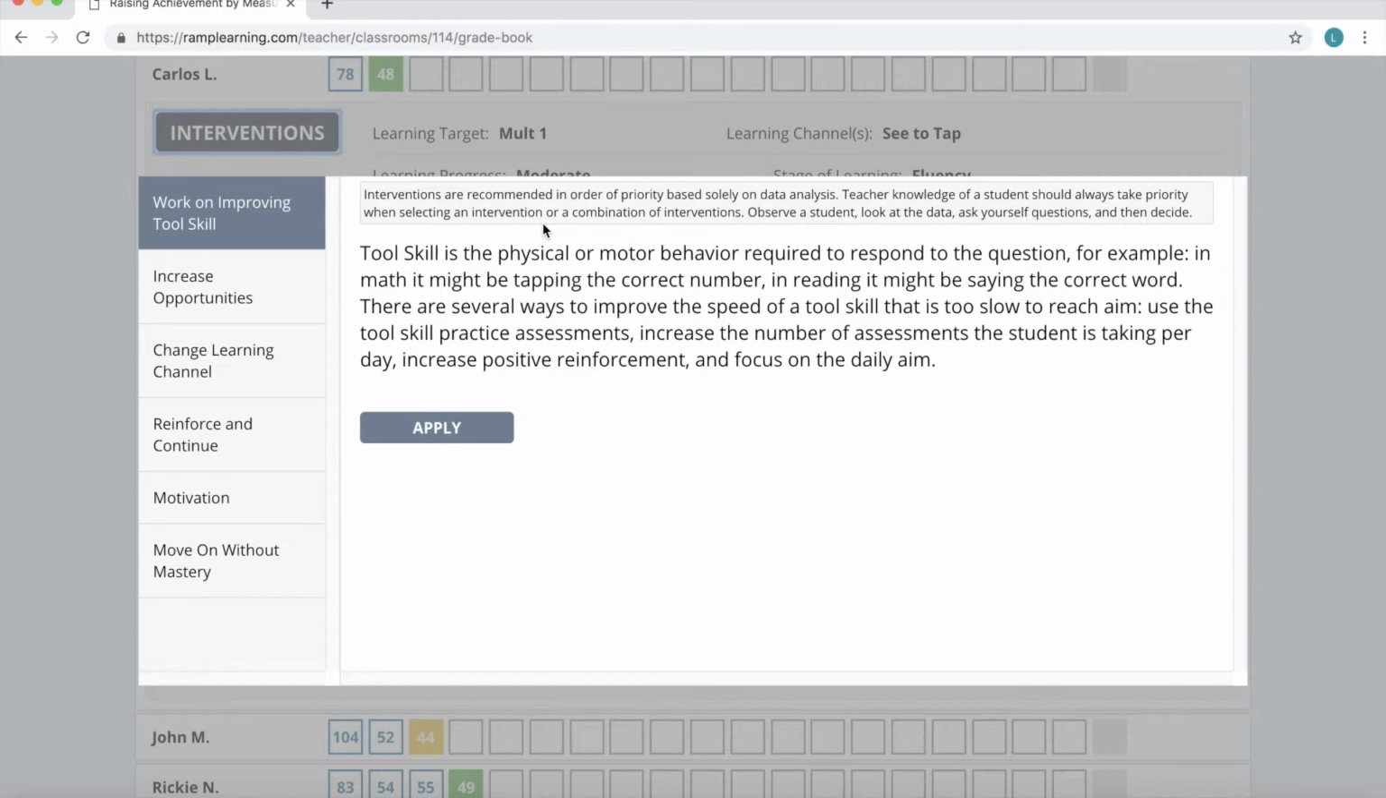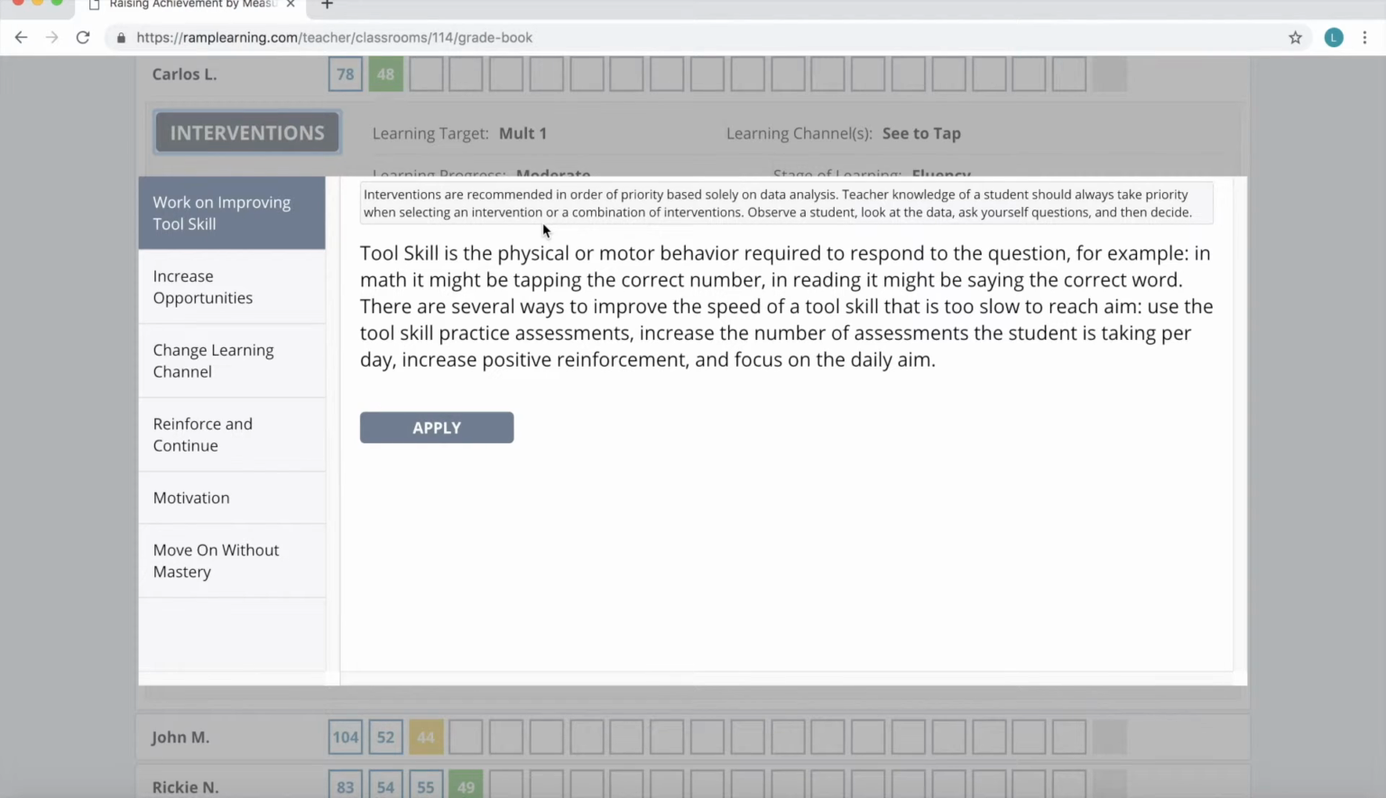Teacher knowledge of a student should always take priority when selecting an intervention or a combination of interventions. Observe a student, look at the data, and ask yourself questions and then decide. This note encourages teachers to not only use the Ramp suggestions, but to always make their own decisions.